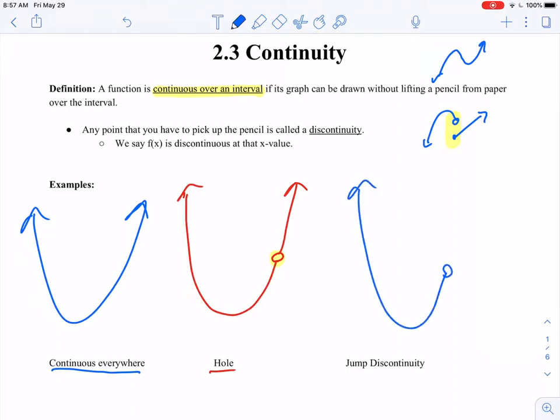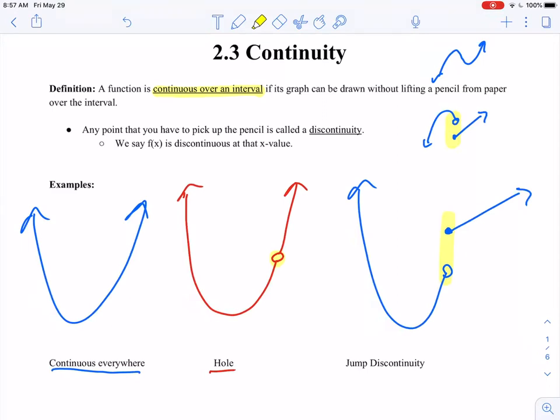A jump discontinuity is when your function jumps up or down. So if I have a big jump at a particular x value from one point to another, here at this particular x value, I have my discontinuity. These are most common in piecewise defined functions. So that's where you're going to see this occur most of the time.